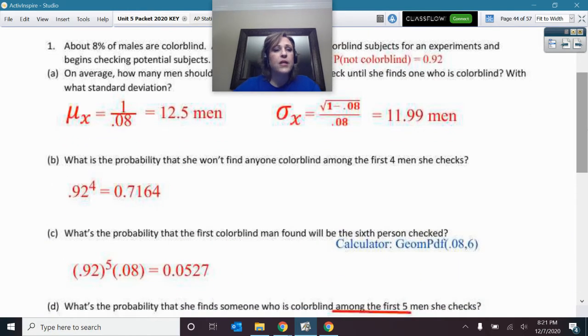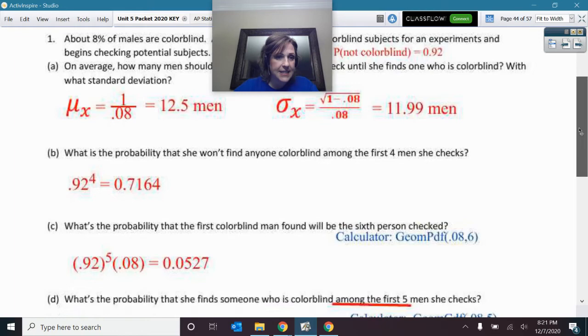All right, but now what's the probability that she won't find anyone colorblind among the first four? So that means all those first four people she checks are not colorblind. So that's 0.92 to the fourth. So they are all not colorblind. And FYI, you do need to show this work. Nothing I have written here is extra, including the units. Okay, so including these units here, we need to keep those in mind.